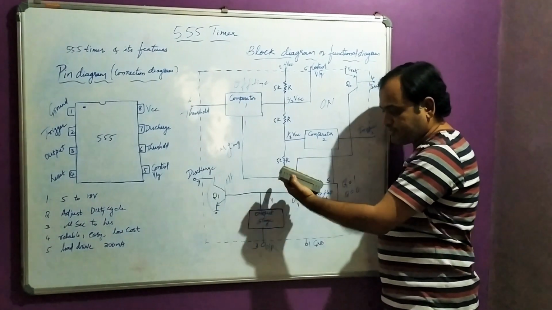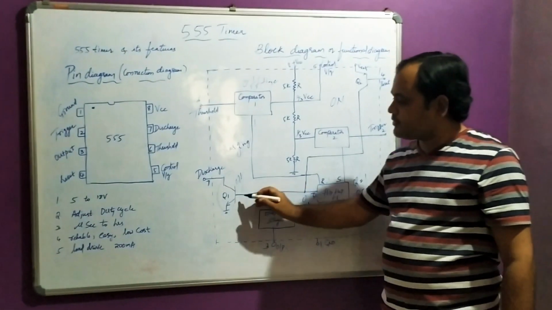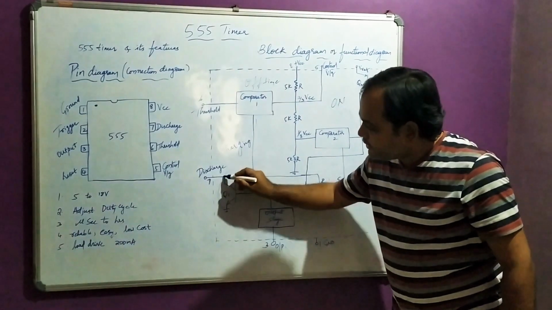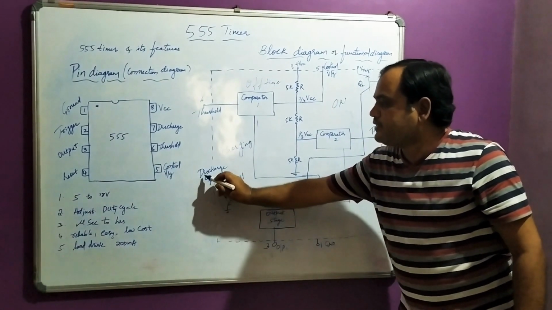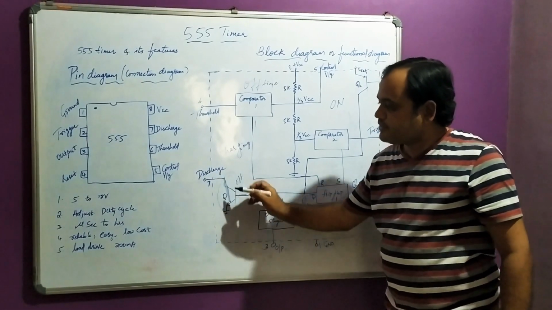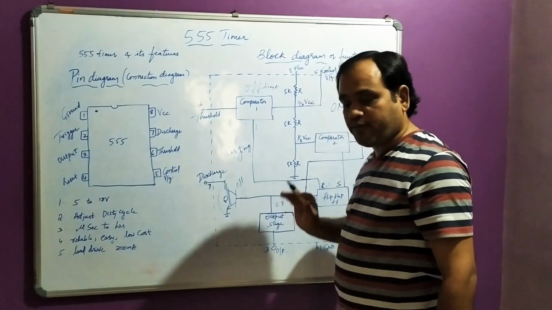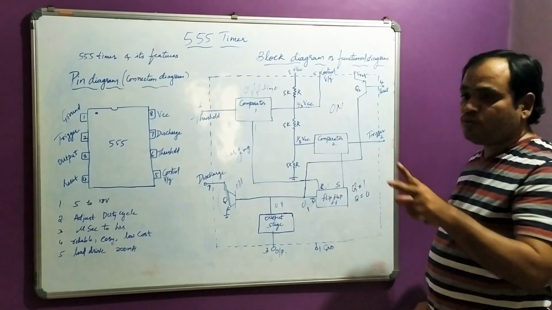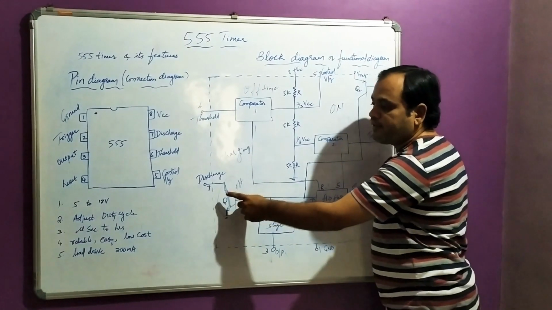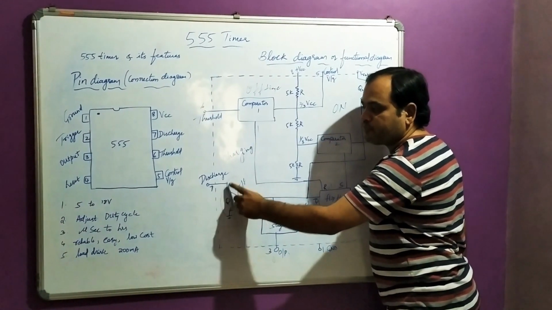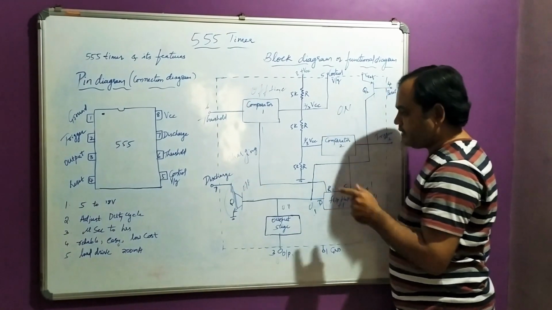So I got Q bar as 1. Q bar as 1 means this transistor is turned on and acts as a switch, a short circuit, due to which it is connected to pin number 7, which is the discharge pin. So the capacitor discharges through pin number 7 with respect to ground. Okay, so this is the operation. There are two important things in this. One is generating the output waveform, then monitoring the charging and discharging of the capacitor through this pin externally. Is that clear? Okay.